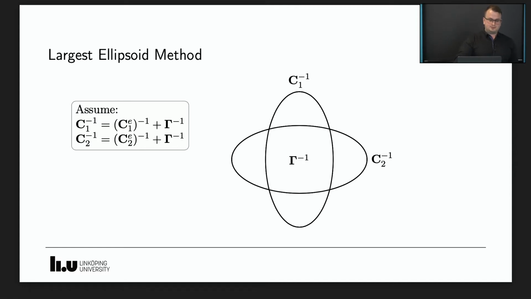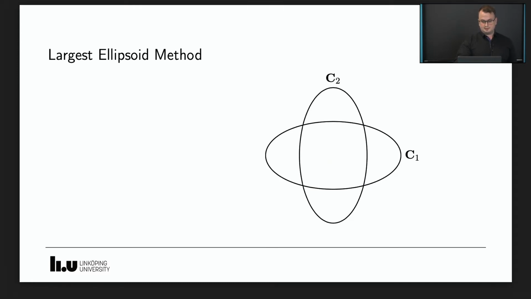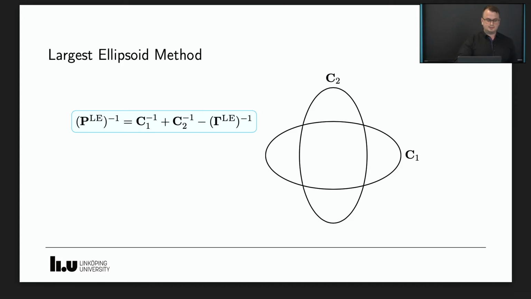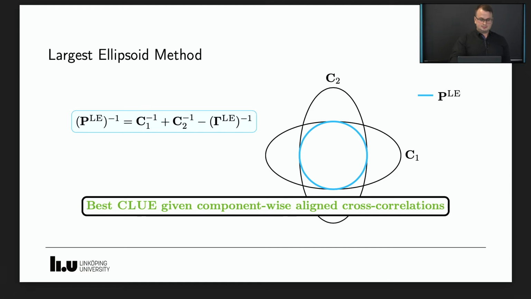So the largest ellipsoid method also assumes the common information structure. But in this case, we instead calculate the largest information ellipsoid enclosed in this intersection, here given by gamma LE inverse. And then if we move back to the covariance domain, we simply subtract this from the sum of C1 inverse and C2 inverse instead. And then we get an even tighter and even smaller covariance ellipse. So this is actually the largest covariance that is enclosed in the intersection of C1 and C2. And in the thesis, it is shown that the largest ellipsoid method is the best BLUE given component-wise aligned cross correlations.